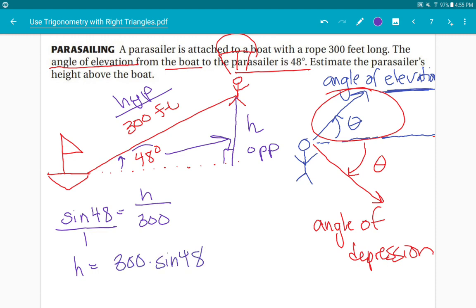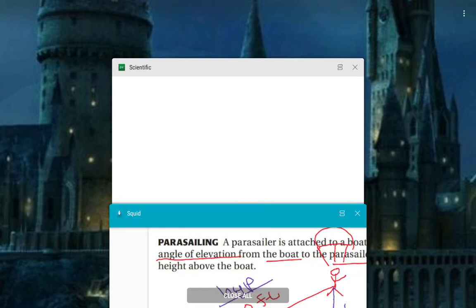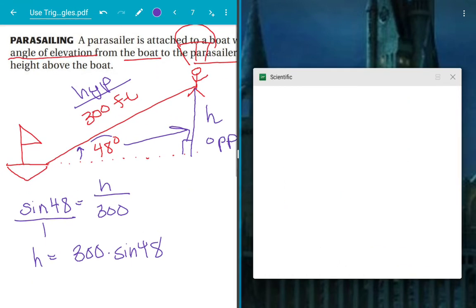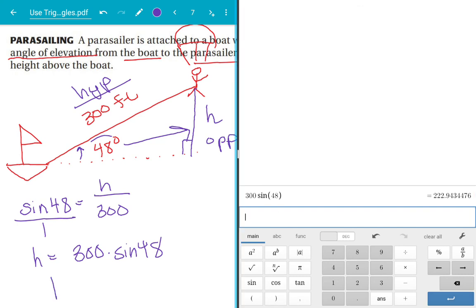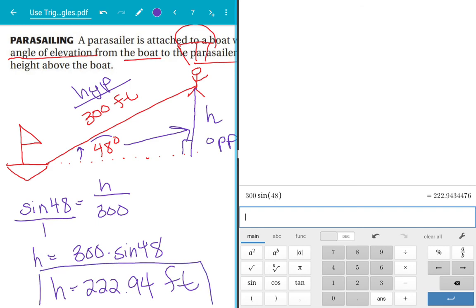So what is 300 times the sine of 48? Now, again, we need to use a calculator. So we're going to clear this out. So we have 300 times the sine of 48. And we're going to close the parentheses. And that's going to give me a height of 222.94 feet. So that's how high this parasailer is.